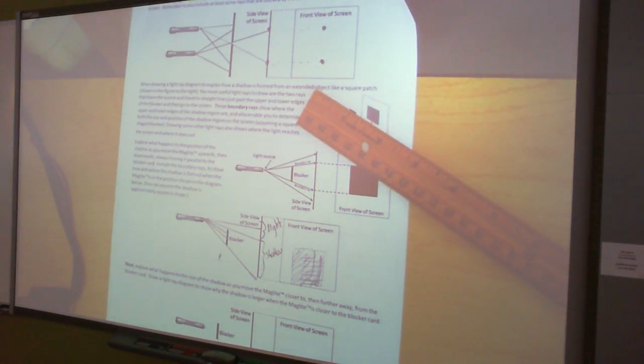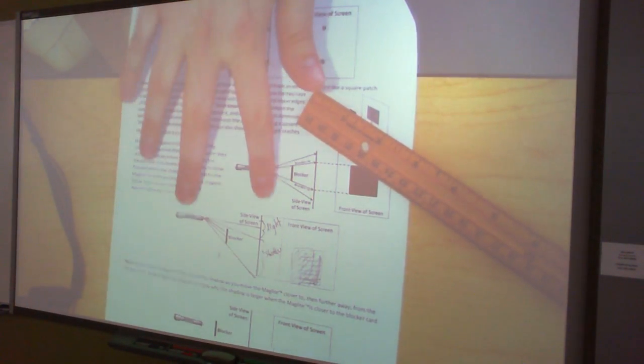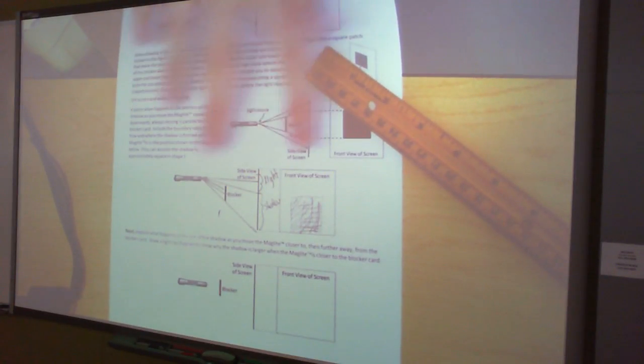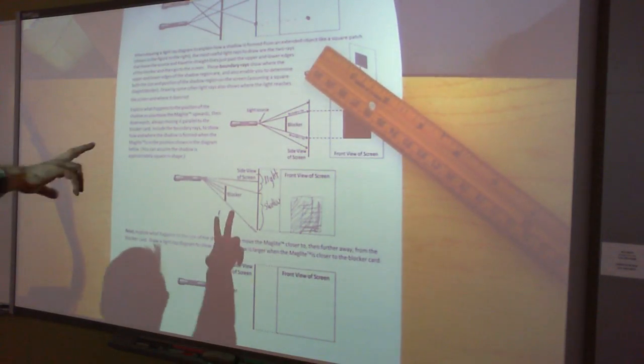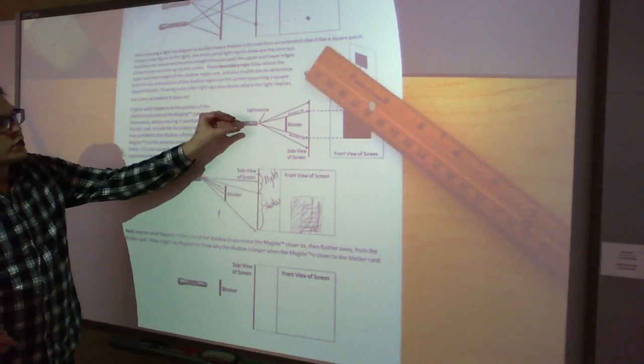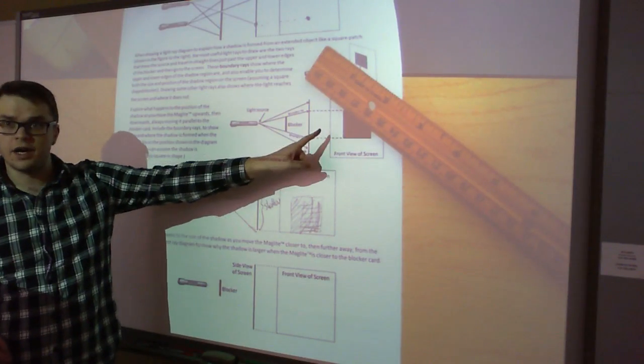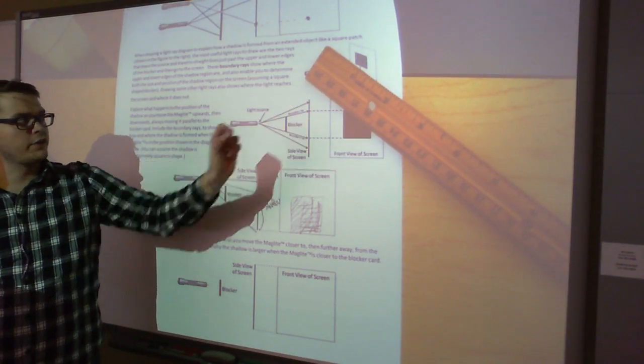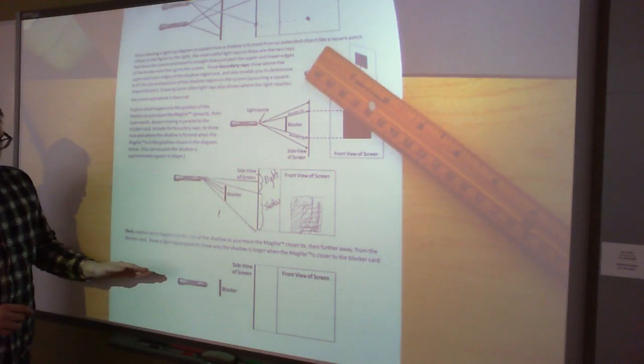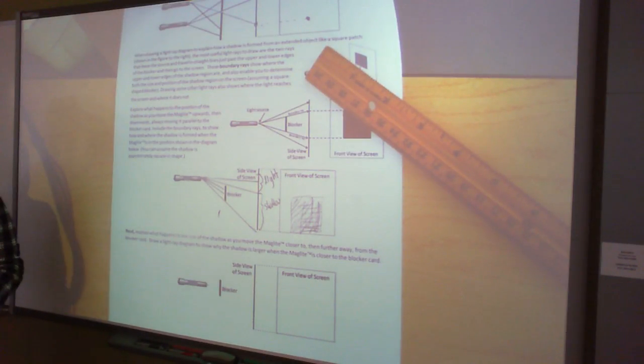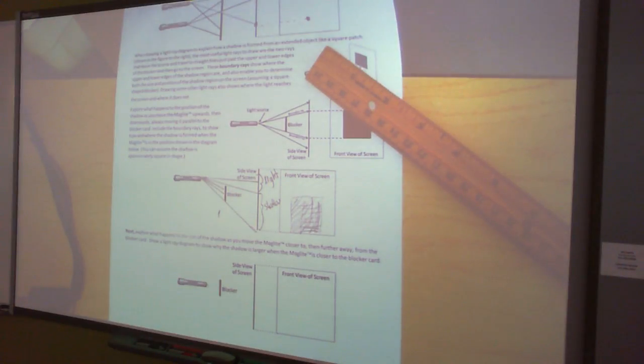And then the next one says we move the light a little bit closer to the blocker, a little bit closer than it is right here. What's going to happen to the size of this blocked out shadowed area? So go ahead and draw your ray diagram and say whether it gets smaller, gets bigger, or moves.